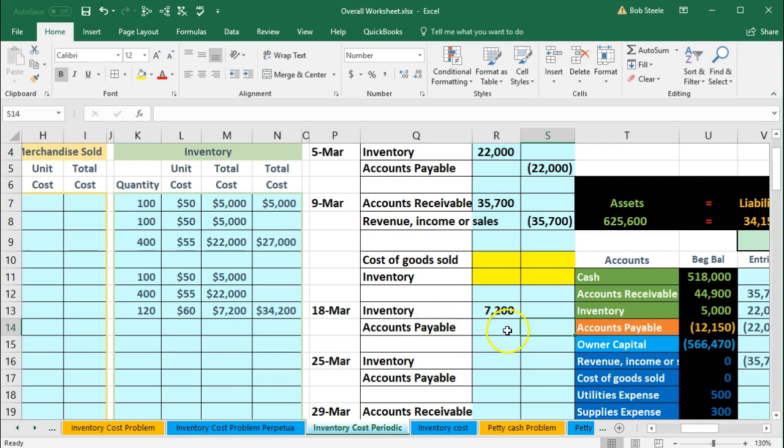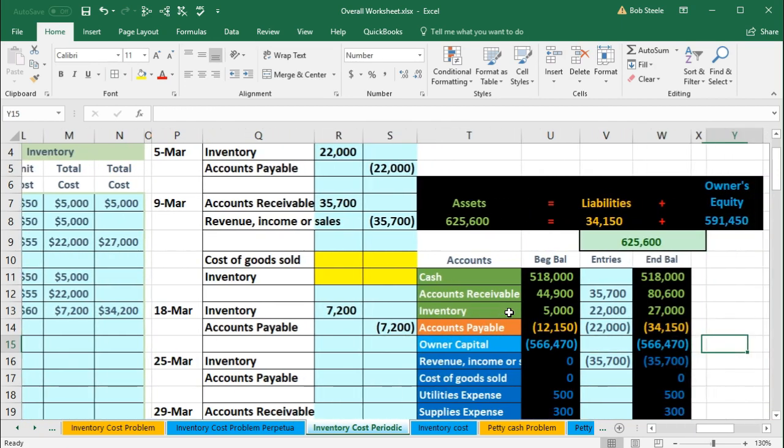So we're going to say inventory's going up. We made another purchase. Inventory's here, inventory's there. We're going to increase it with a debit, 7,200. The other side, we're going to assume we purchased it on account and therefore credit the accounts payable. We'll do that in S14 by saying negative of that number and enter. And that will be our transaction once again.